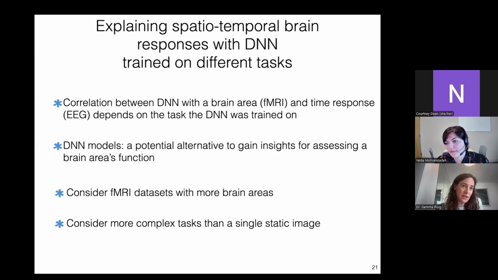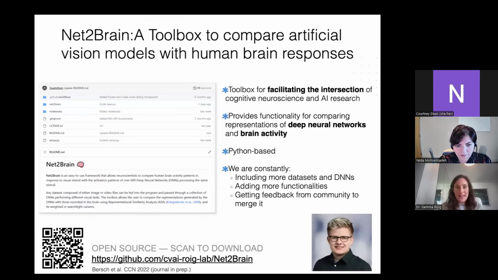And now we are also using videos that can potentially give more richness to how we can do the analysis. So also to bridge the AI modeling and cognitive computational neuroscience, we are developing this toolbox that we call Net2Brain, which is a toolbox to compare artificial models. It's not only vision anymore, we have also LLMs and multimodal models with human brain responses. So it's for facilitating this intersection of cognitive neuroscience and AI research, as I said.